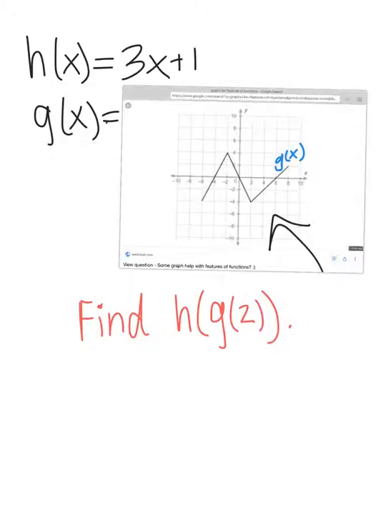So I know that g of 2 is -4. That's my output. And now I can find h of negative 4. So I'm going to rewrite my function that I have listed at the top, 3x plus 1, and I'm going to take my negative 4 as an input and solve it using order of operations. So multiplication before addition, 3 times negative 4 is negative 12, plus 1 is negative 11.